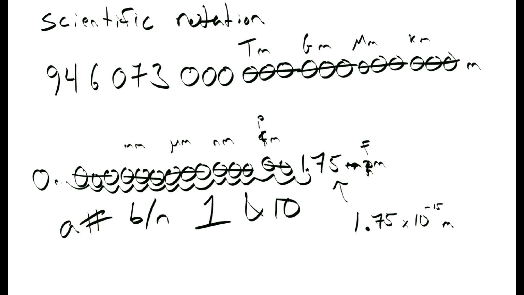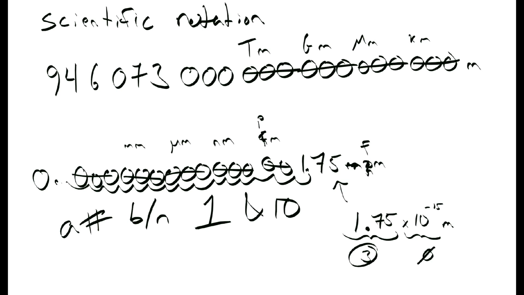Now, the 1.75 is the actual information. Those are our three sig figs. The 10 to the negative 15 is all the zeros. That is the part that doesn't contain too much information. There's no actual measurement there. It's just telling us that it's a very, very small number, and you don't need all those zeros to do that.